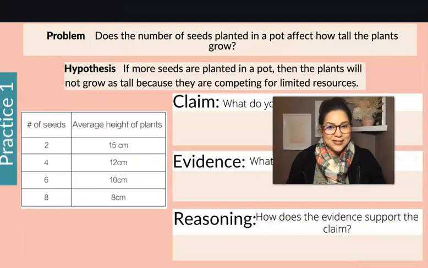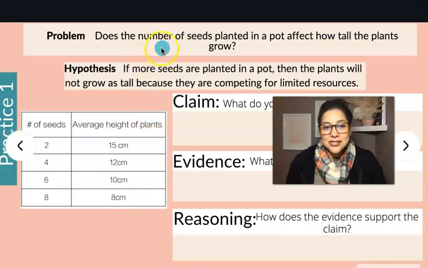Now that I've gone over that example with you, I want you guys to try to do an example yourselves. So we're going to go over the problem and hypothesis together, and then you're going to pause the video and you're going to fill out your own claim, evidence, and reasoning to practice applying the skills we just went over. So the problem in this situation is, does the number of seeds planted in a pot affect how tall the plant grows? Hypothesis: if more seeds are planted in a pot, then the plants will not grow as tall because they're competing for limited resources.